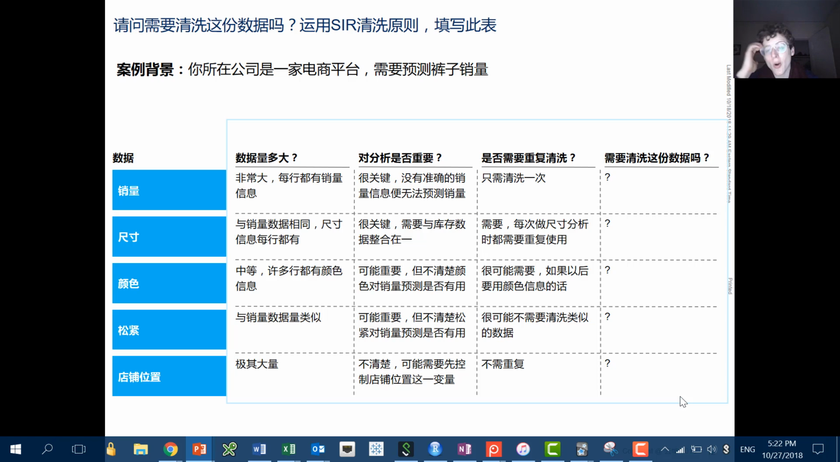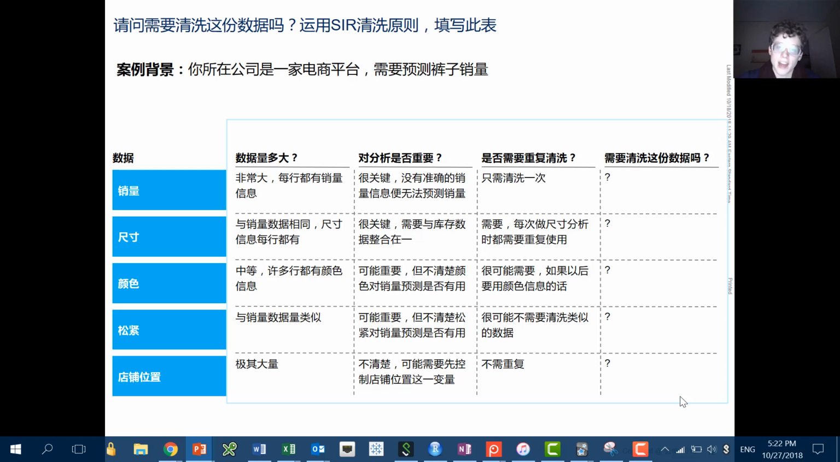Another layer to this is how much time should you spend cleaning it? And it's actually a little bit less clear. For sales, if you're going to never use it again, you could probably do something quick and dirty, as long as it works. With size, it's something you're going to reuse, so I would spend more time figuring out the right way as opposed to a clean way. And then color and fit are probably a mix of those two.